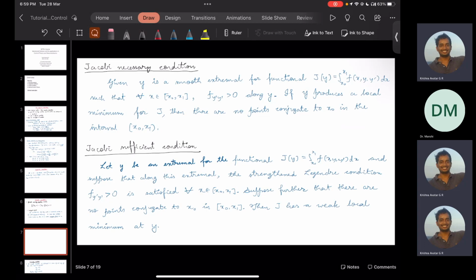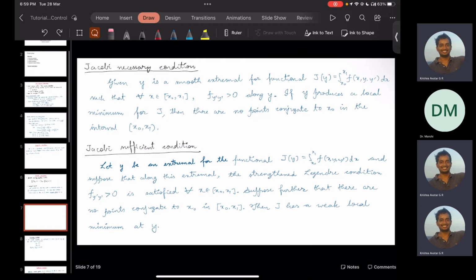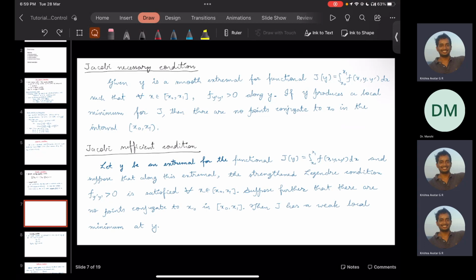And the sufficient condition says that let y be an extremal for the same functional, and then along this extremal the strengthened Legendre condition is satisfied. Now suppose that there are no points conjugate to x naught in [x naught, x1], then J has a weak local minimum at y. So this we have Jacobi necessary and sufficient, the necessary condition as well as the sufficient condition.